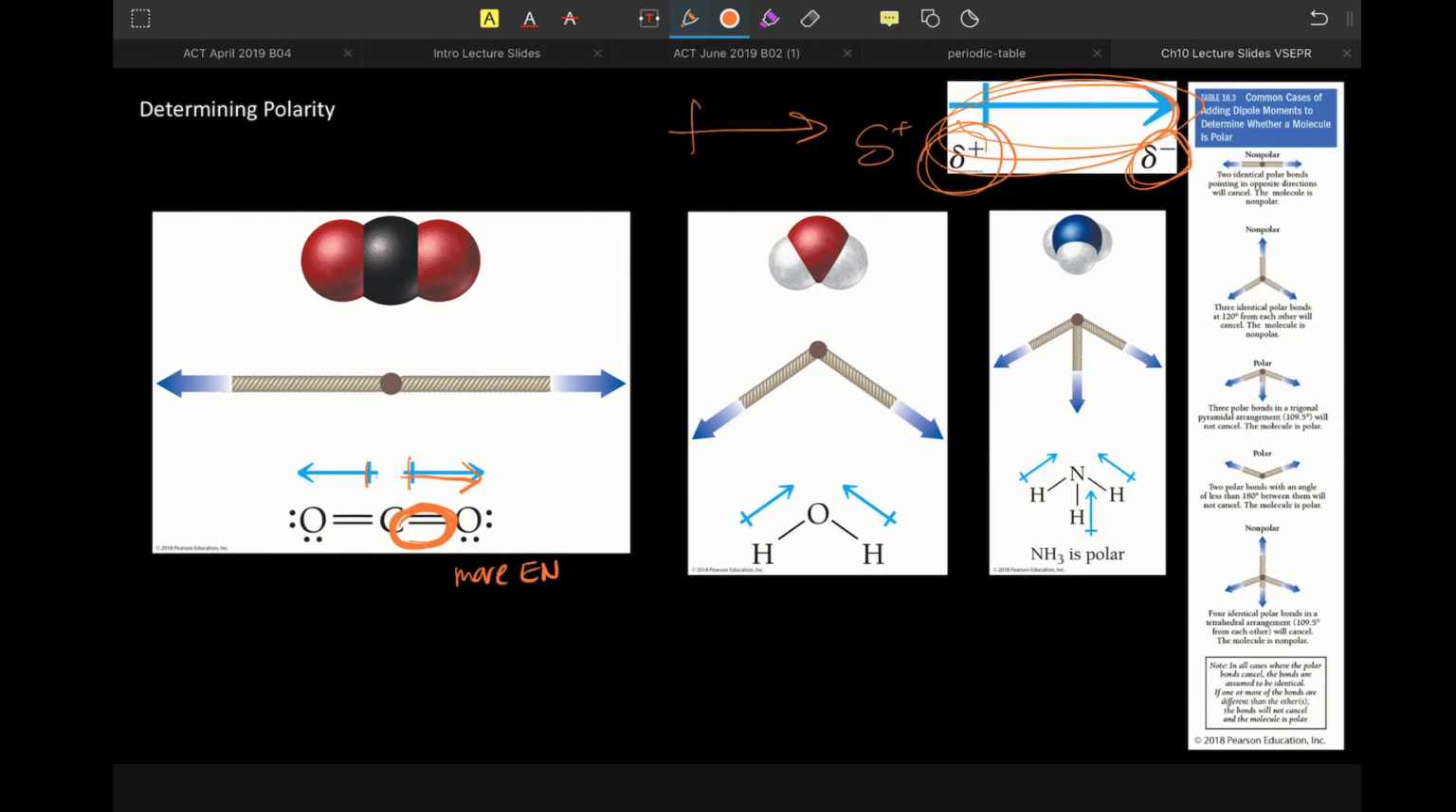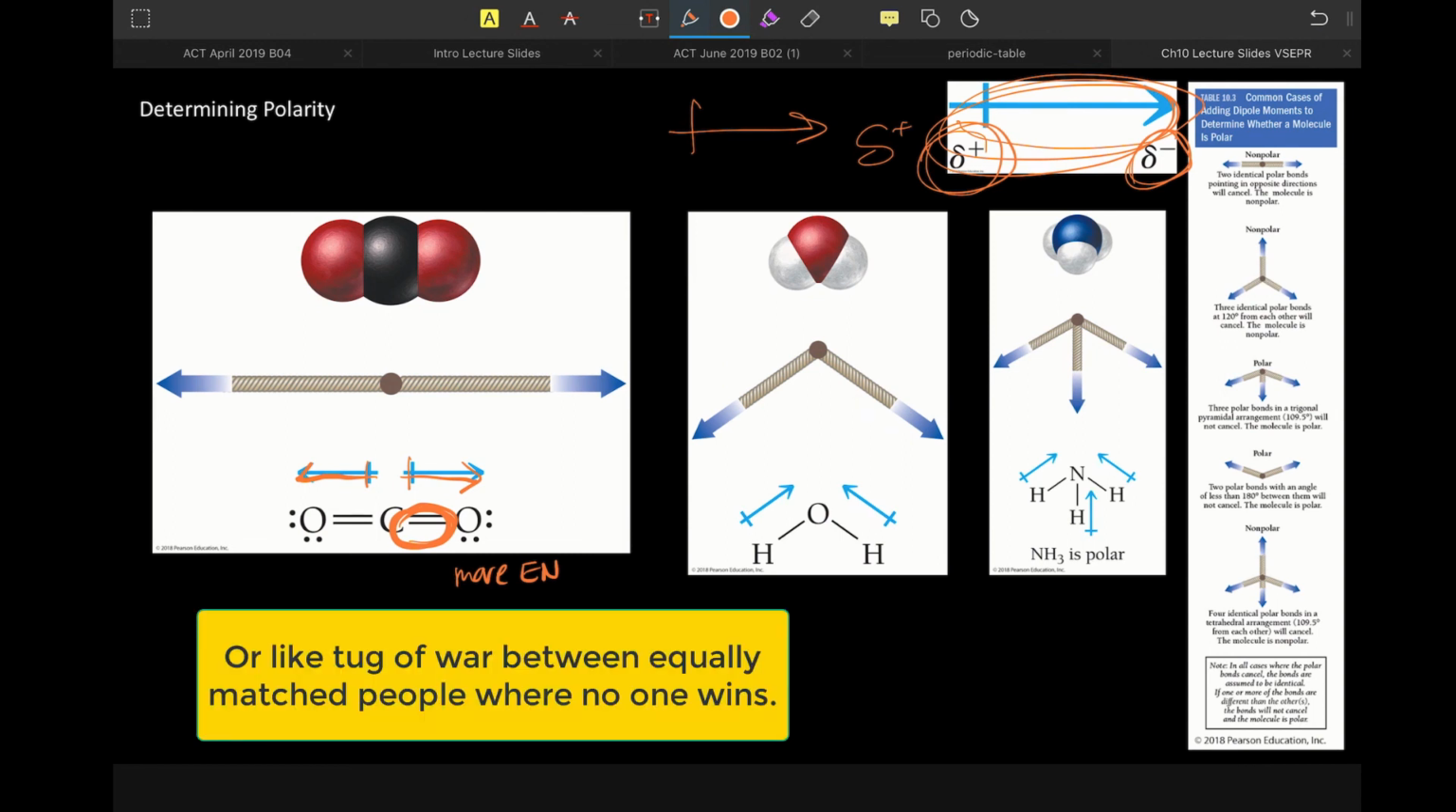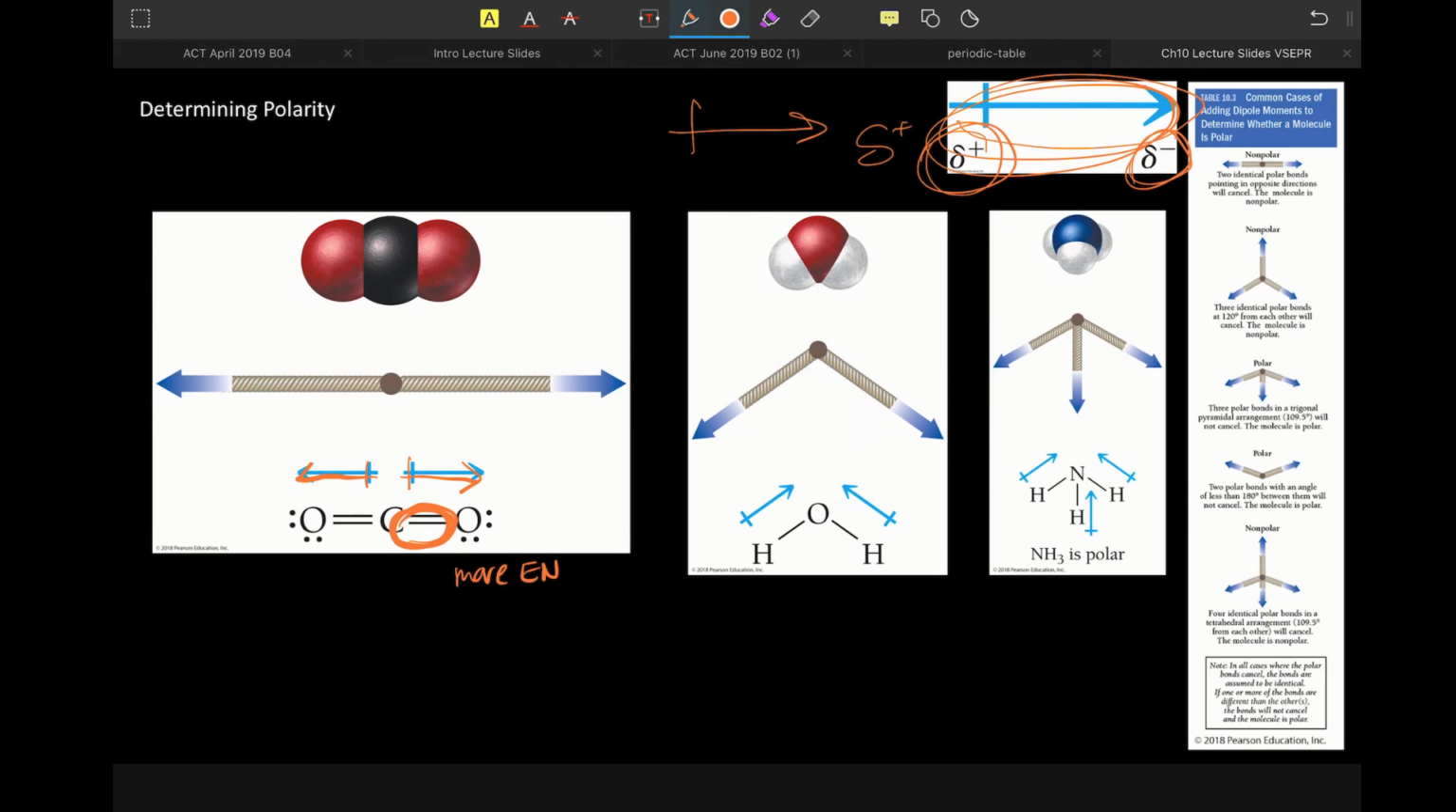Which then, if we flip it to the other side, it goes in the opposite direction, which means that there is no net dipole. There is no net dipole moment, which means the molecule is not polar, because those two things cancel. It's like if you pull with equal strength on two sides of something. As long as those forces are on opposite sides, there's no net motion.